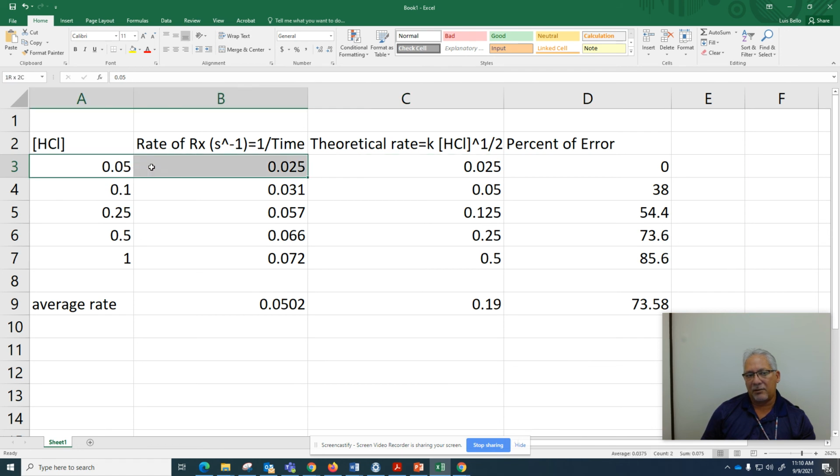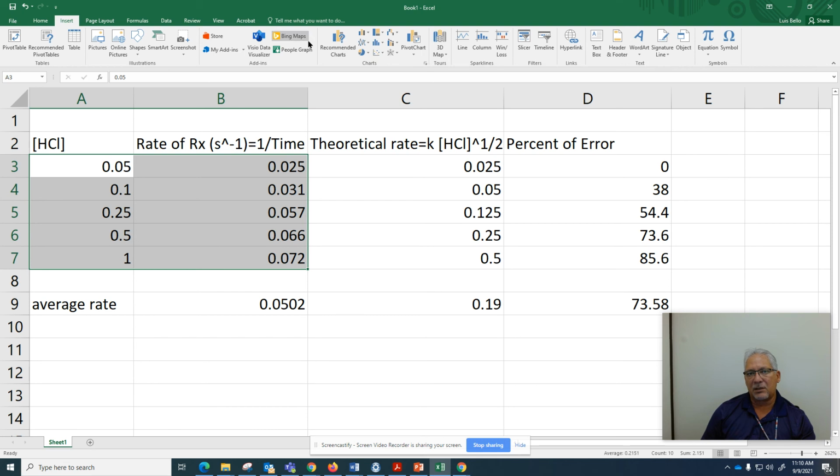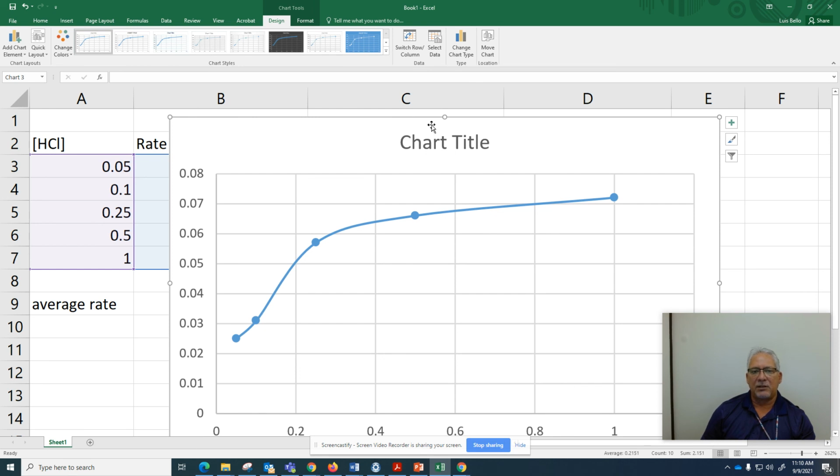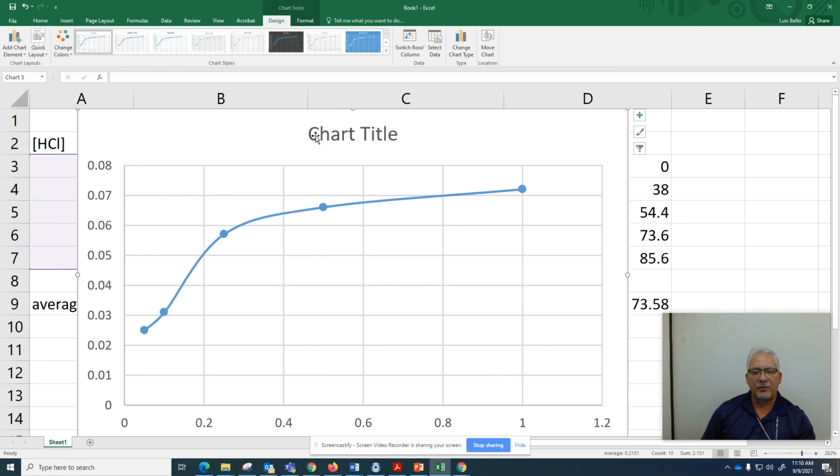For making the graph, just select the columns. This is concentration versus rate. I will insert a line graph. There are so many choices here, and I will go with this one. And that will be the shape of your graph. Increasing concentration from left to right, you are increasing the concentration of the hydrochloric acid, and the rate also will increase. That will be the graph that you have to do.